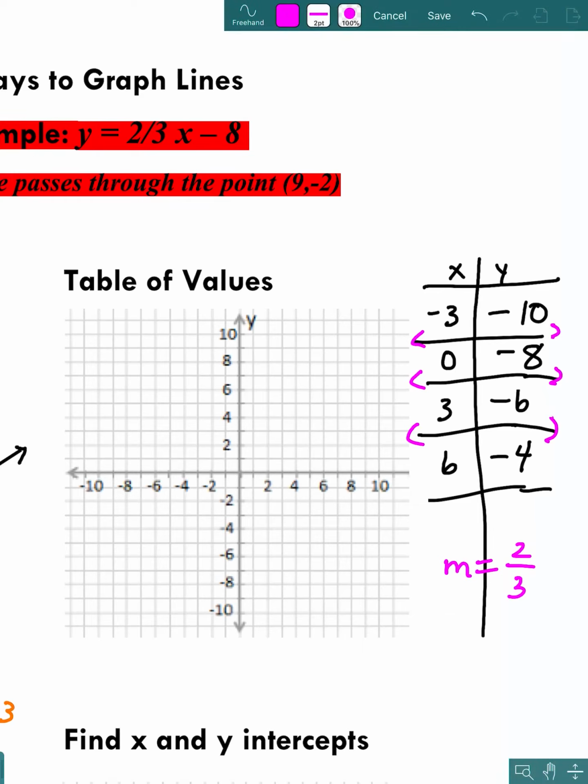So our slope is 2 over 3. You can see it from the table. So if you're ever given a table and asked to find the slope, you can get it from the table. All right, so that was just an aside. Let's get back to graphing.